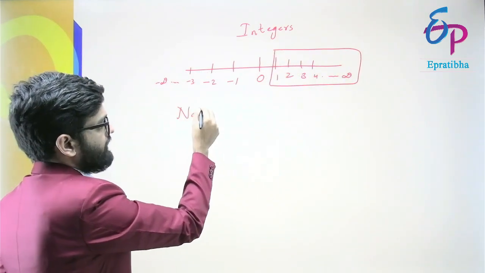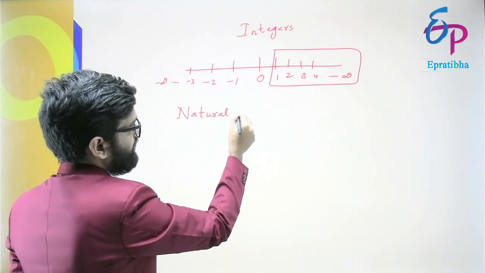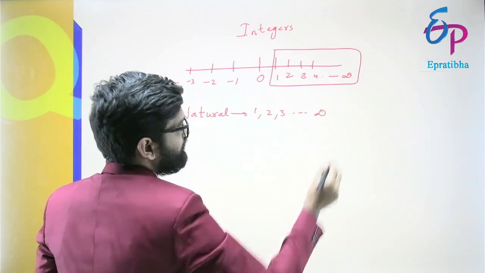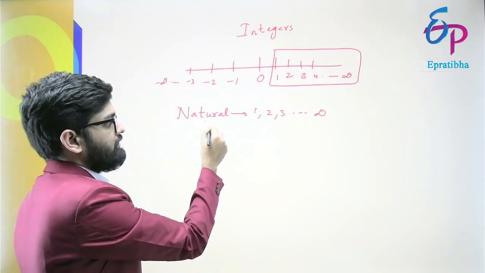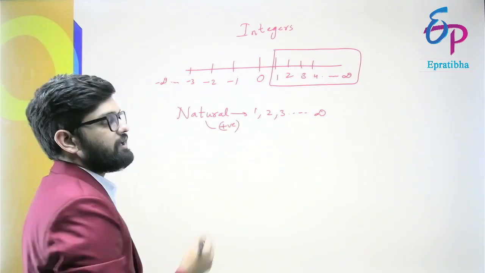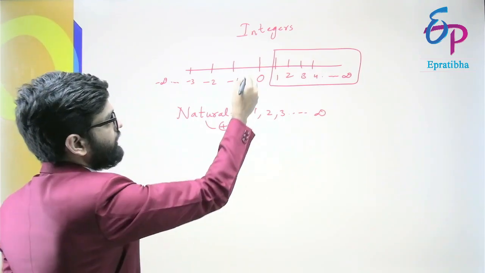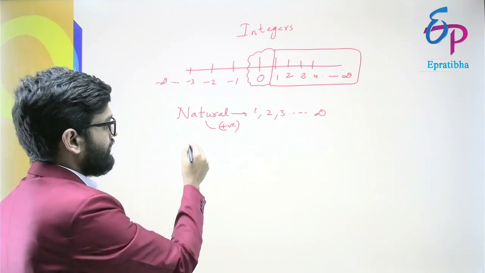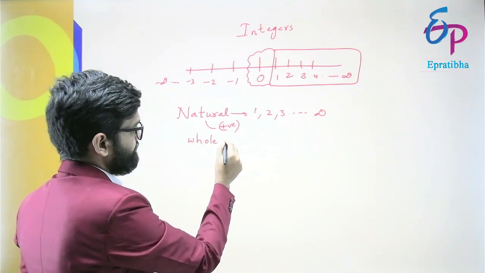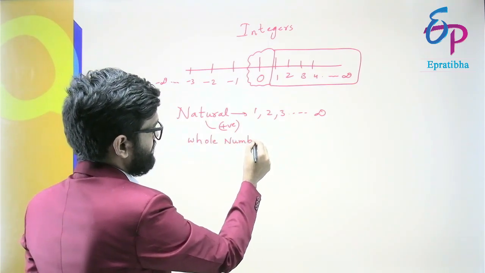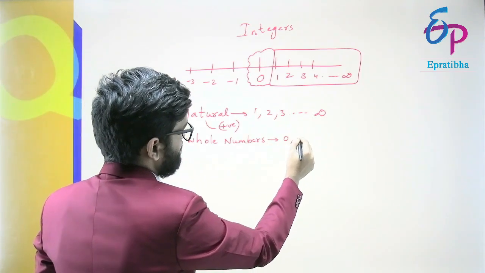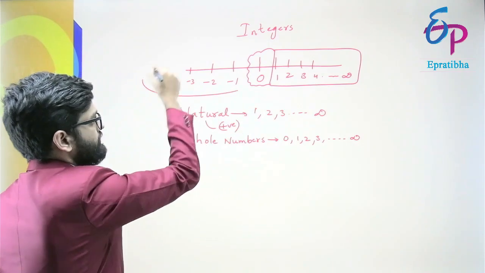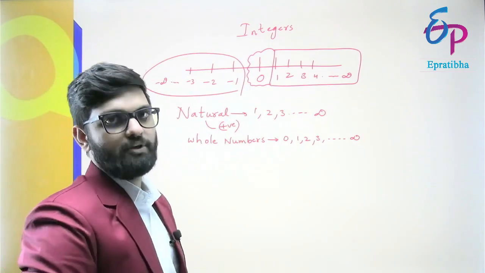If you take only positive numbers, those numbers are called natural numbers. What are natural numbers? Natural numbers start from 1 to infinity. Only the positive numbers we take as natural numbers. While if you include 0 as well, then we call it whole numbers. So this is 0, 1, 2, 3, and so on, to infinity.